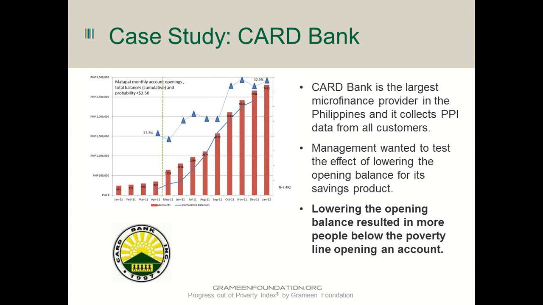But what was really interesting, because we had poverty data on all of these customers, we also saw that there was a dramatic increase in the number of poorer customers who were opening accounts. It went from about 27% before we lowered it up to almost 33%. That was a pretty big increase, and demonstrated that our product design and pricing was improving from the perspective of the poor.